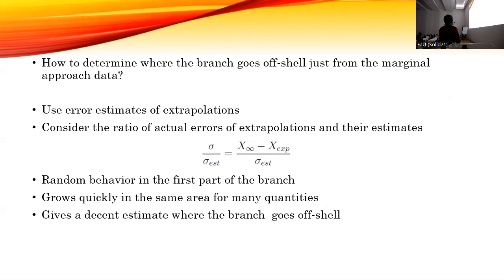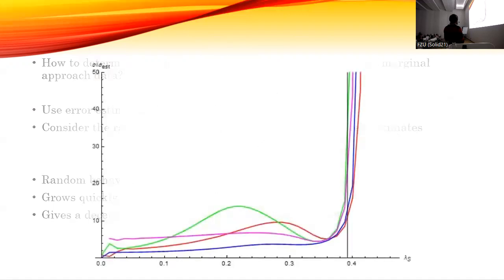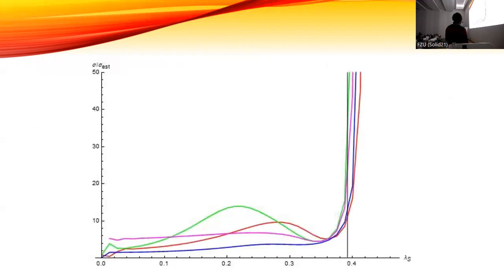This is the actual error, and this is the error estimate, and I plot it as a function of lambda. Here it is for several quantities. I think that they are the energies out of the Sigo equation and some other invariants. You can see that in this area, this ratio of the errors is more or less constant. You can see that the values are high, like 15 sigma, which would normally be wrong, but I don't really care much. What's important is that around here, they start to behave the same and they go quickly up. And this line is the estimate from the tachyon approach of where it goes off shell. So you can see that this ratio of errors gives us a pretty good estimate of where the branch should end. And I'll be using this for the Wezon innovative solution later.